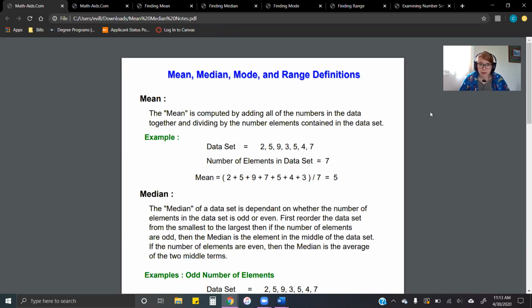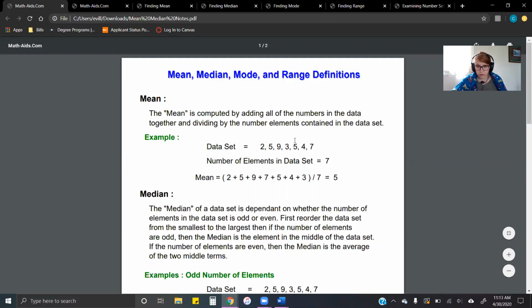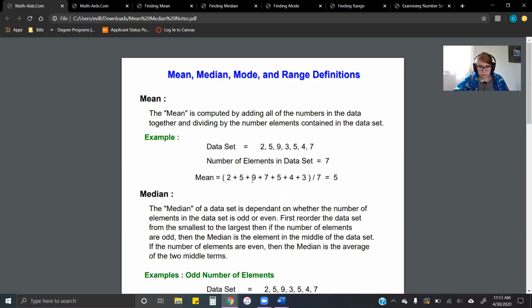The mean is computed by adding all the numbers in the data together and dividing by the number of elements contained in the data. For example, if you had a data set of 2, 5, 9, 3, 5, 4, 7, the number of elements of the data set is 7. That means there's 7 total numbers in the sequence. If you look at it, 1, 2, 3, 4, 5, 6, 7. 7 numbers total. To find the mean, you add all of those numbers up together, and then you divide by 7, because there's 7 total numbers.